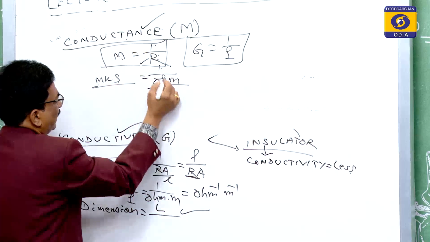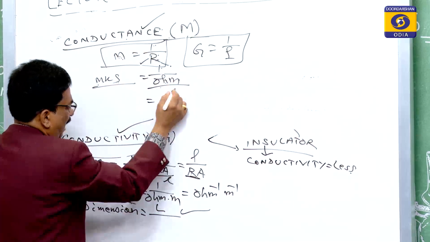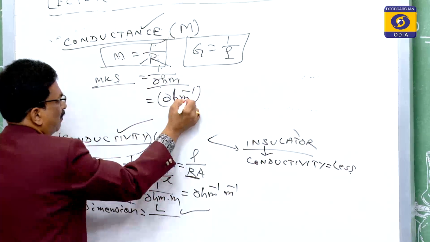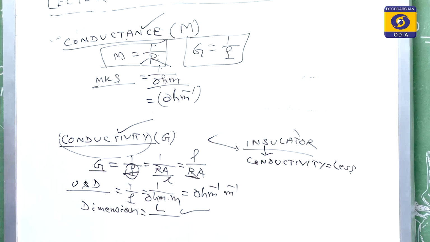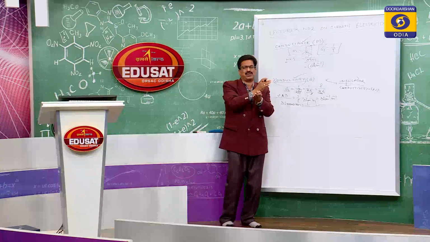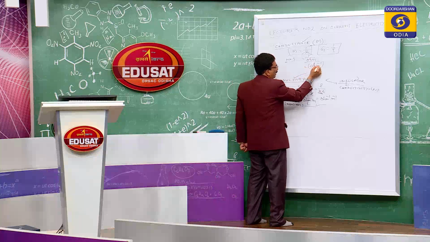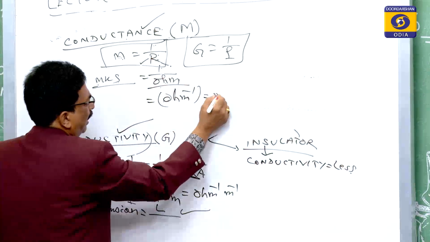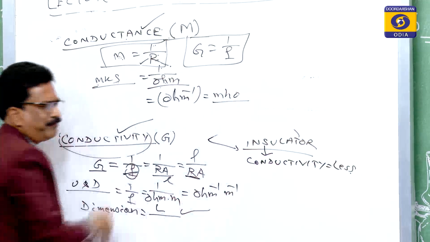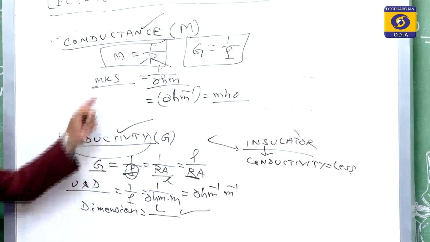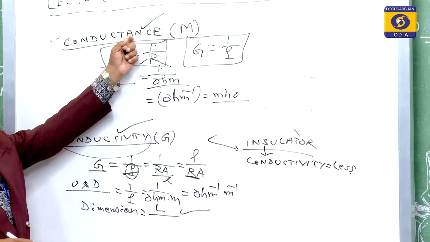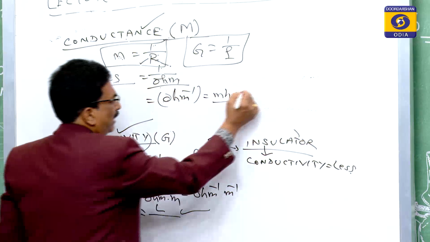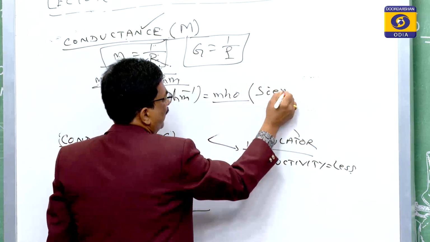So in the M case, that is 1 by ohm, which is equal to ohm to the power of minus 1, that means ohm inverse. Inverse means in the reverse order. If you pronounce ohm in the reverse way, that is mho. So the unit of conductance can also be written as mho, and nowadays it is written as Siemens.